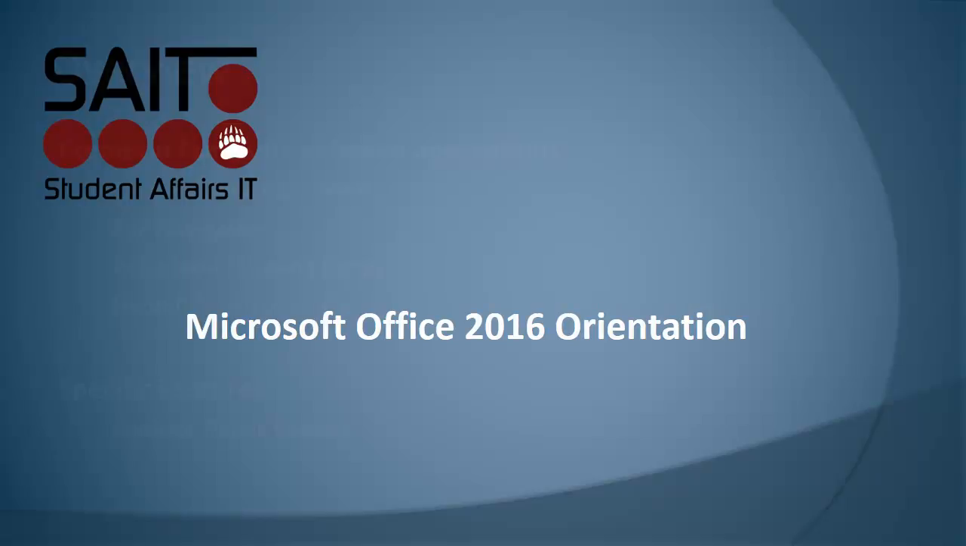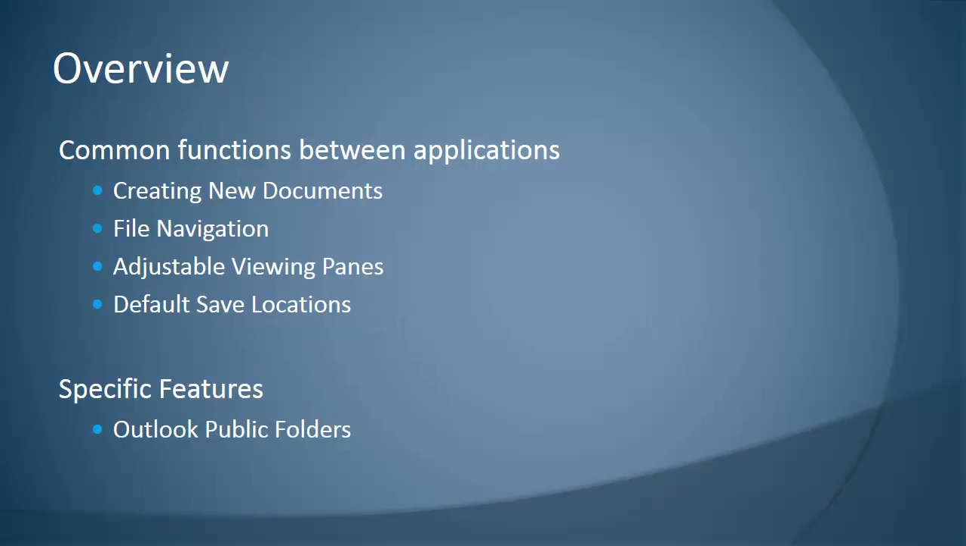Affairs IT. Today, we will be looking at the way Office 2016 applications perform common functions like file navigation, adjustable viewing panes, and choosing default save locations. Then, we'll move on to features that may have changed in specific applications. With the upgrade, you'll find that the application layouts have become fairly similar, and once you learn a common function in one, it translates easily to the others.